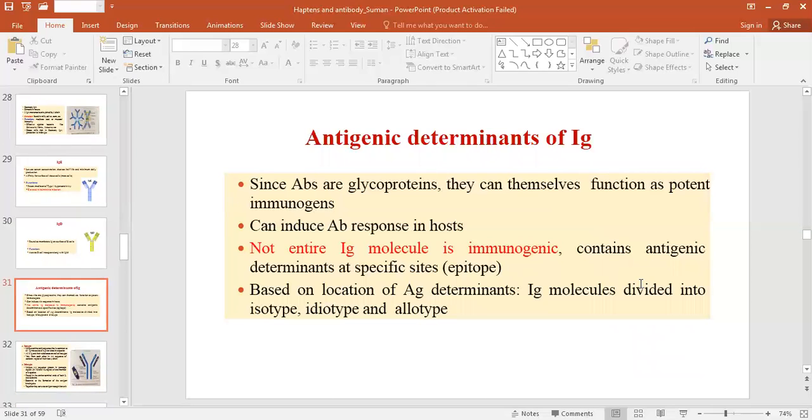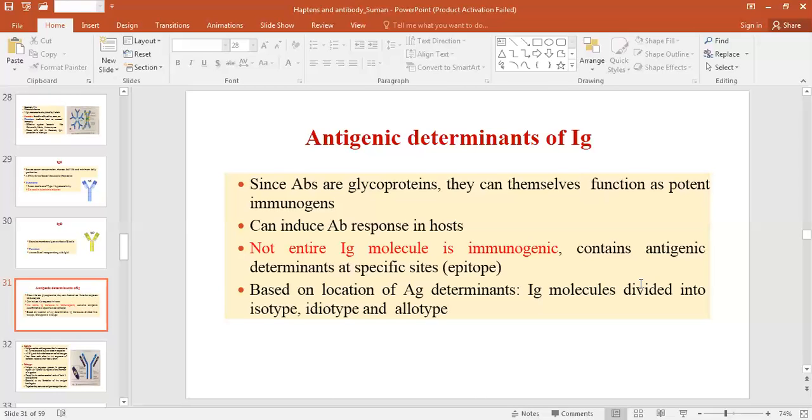Now I'm coming to the antigenic determinants of immunoglobulins. Since antibodies are glycoproteins, they can themselves function as a potent immunogen, and they can also induce antibody responses in the host. Likewise, like antigens, no entire immunoglobulin molecule is immunogenic. Only a part of the molecule, known as the antigenic determinant or epitope, is responsible for immunogenicity, not the whole immunoglobulin molecule.